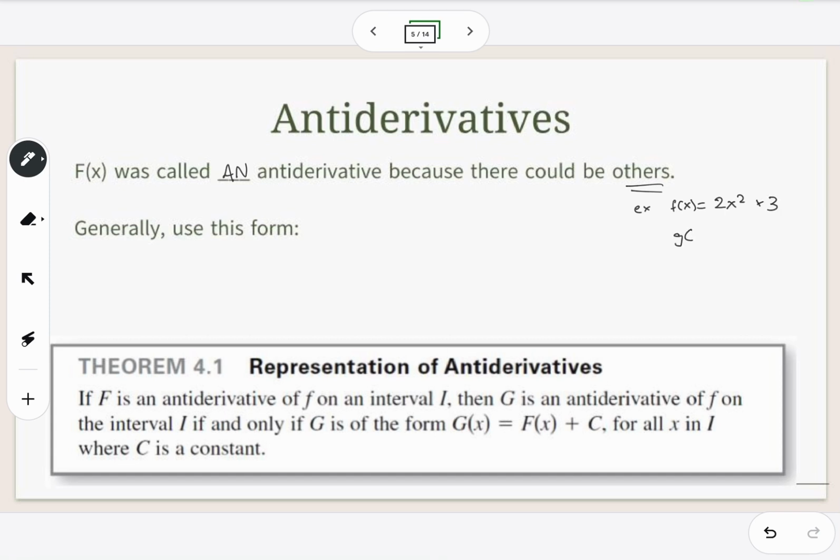And I have this other function, g of x, which equals 2x squared minus 4. What would the derivative of each one of those be? Well, your derivative of f of x would just be 4x, but your derivative of g of x would also just be 4x, okay? So you have this piece over here that could change. I could have one antiderivative that actually has many different functions, okay? So generally we use this form, g of x equals f of x plus c.